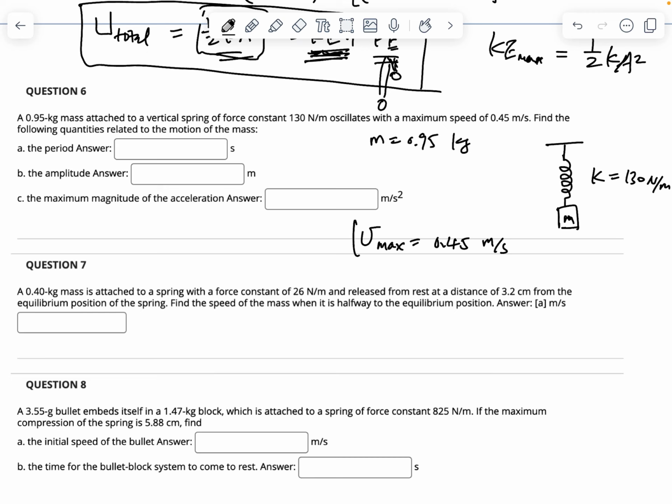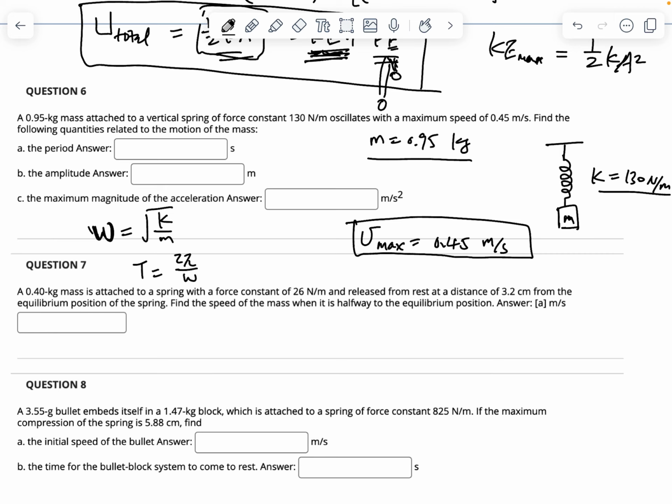We have mass, we have spring constant. The period. Okay, so what's the period? Even when it moves up and down like this, the period is the same. The angular frequency equals square root of k over m. Period equals 2 pi over angular frequency, equals 2 pi times square root of m over k. The period is fixed for a given spring and mass.